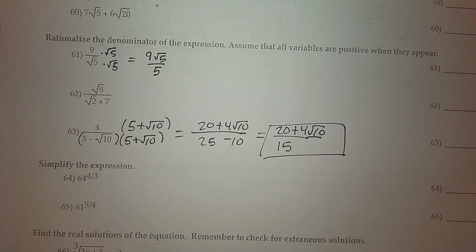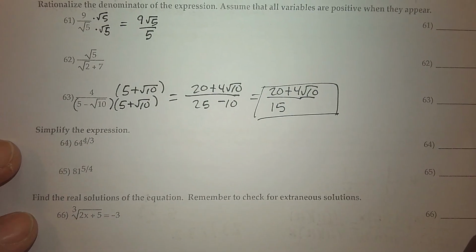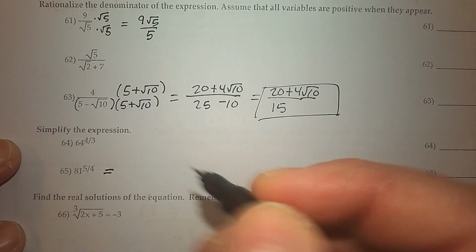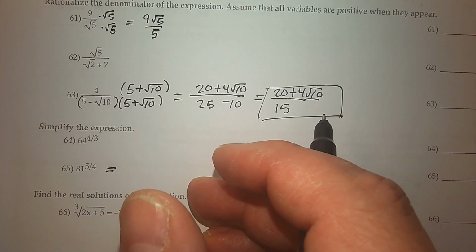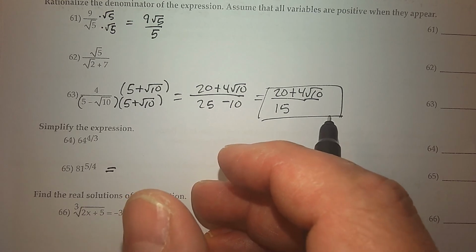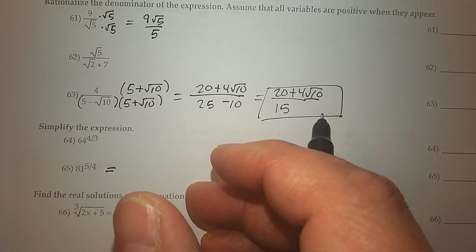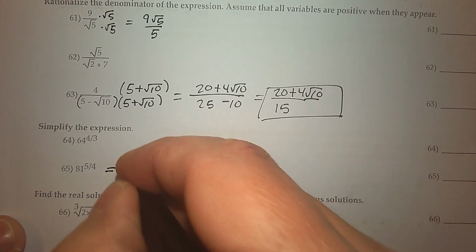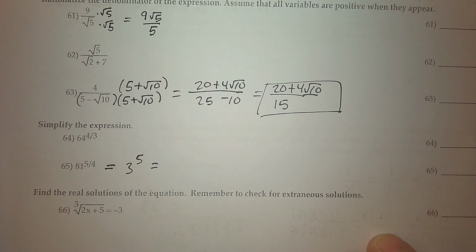Hey, 65. Do you know what a fractional exponent means? Are we getting closer to where your memory is or no? Yes. Hey, the denominator. What does the denominator mean in the exponent? Root. So what number 4 times itself is 81? 3. And then what do I do with 3? We apply the power of 5. What's 3 times 3 times 3 times 3 times 3?